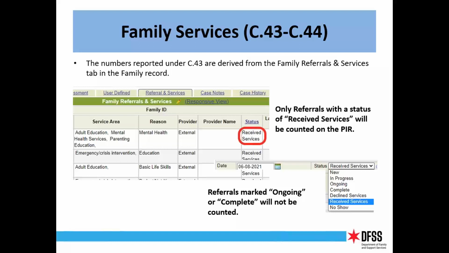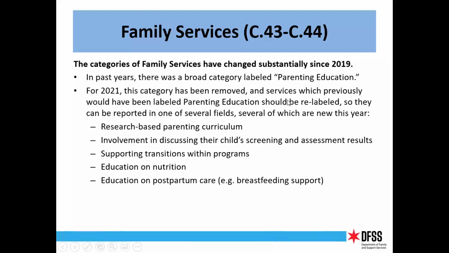On the other hand, if you have placed in referrals, but under their status, you've marked them as ongoing or complete, those will not show up on the PIR. It's only counting those with a received services status. So that's one reason right there why they may not be showing up. But here's the bigger reason. They've changed the way that the categories are organized.